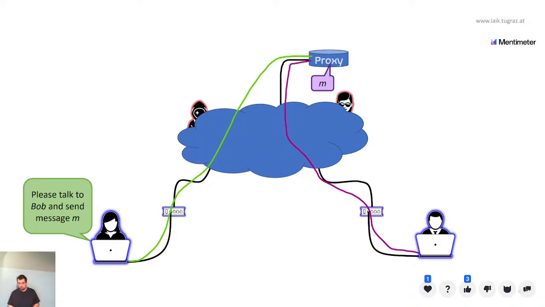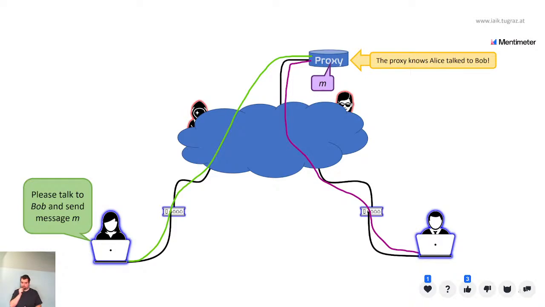What do our interlocutors on the internet see? What does our ISP see? Well, we see that Alice is connecting to the proxy server, but we cannot tell whether Alice is talking to Bob, or Alice is talking to Charlie, or Alice is talking to anybody on the internet.